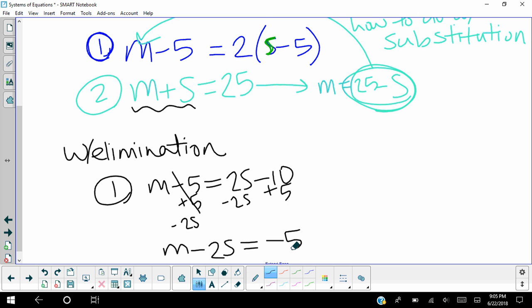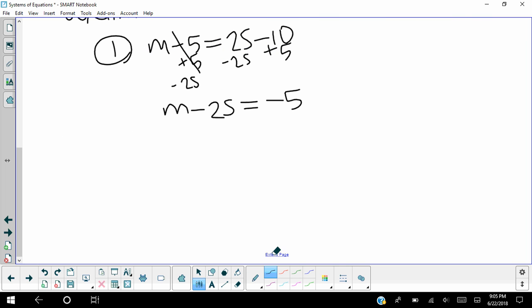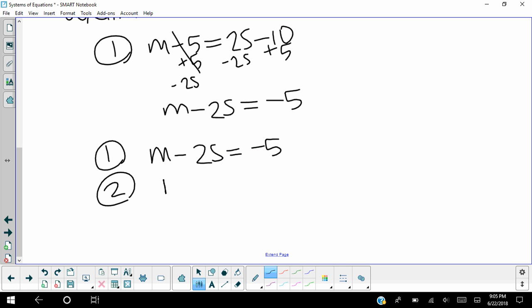Now that's in the same format as my second equation. So equation 1 in this format: m minus 2s is equal to negative 5. And then equation 2 as is: m plus s is equal to 25. And now how elimination works is you line up your letters, you line up your numbers, and then you want to get it where when you add the two equations, one of the letters is going to cancel.